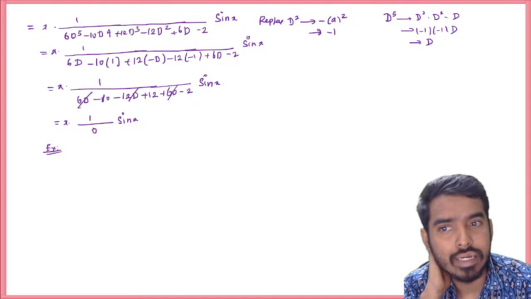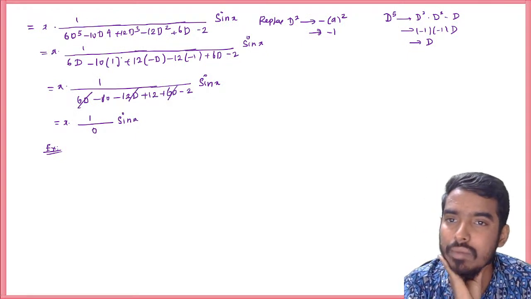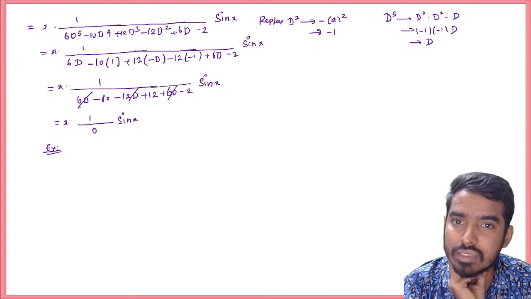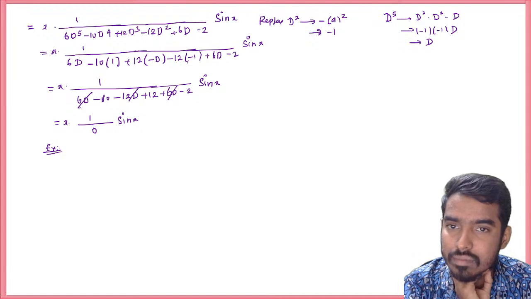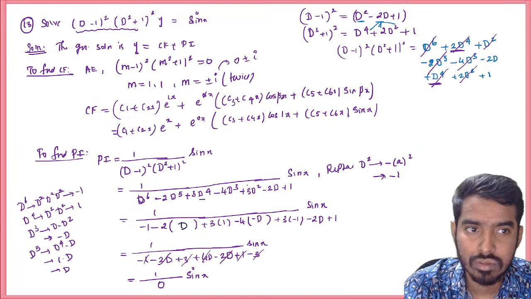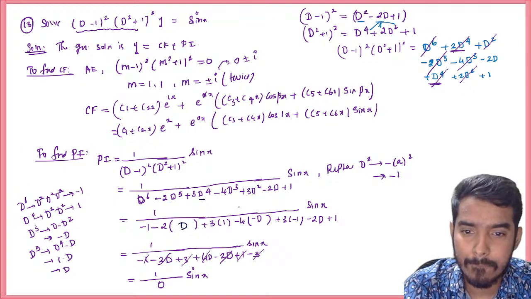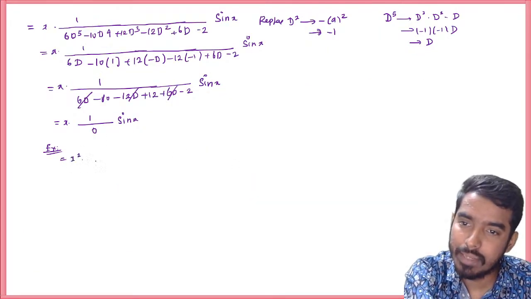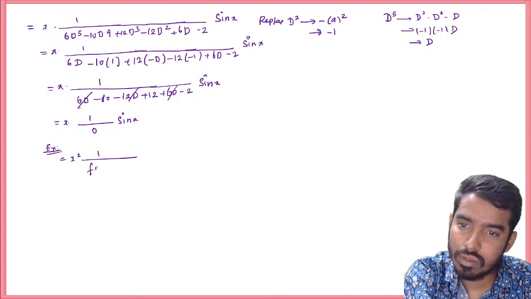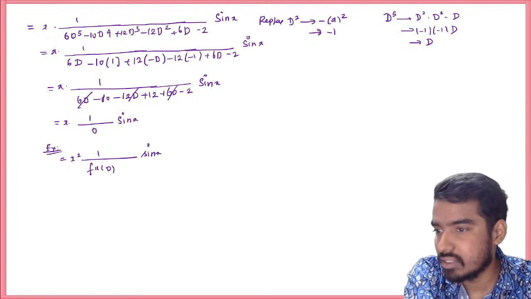Replace d square by minus 1, you will have d plus 1, you will have minus 6d will be 0. Here we have minus 10 plus 12, 2 minus 2. That means you have to repeat, right? So that means you multiply x again, differentiate, you find f double dash of d sin x, you proceed, right, until you get the required answer. Okay.